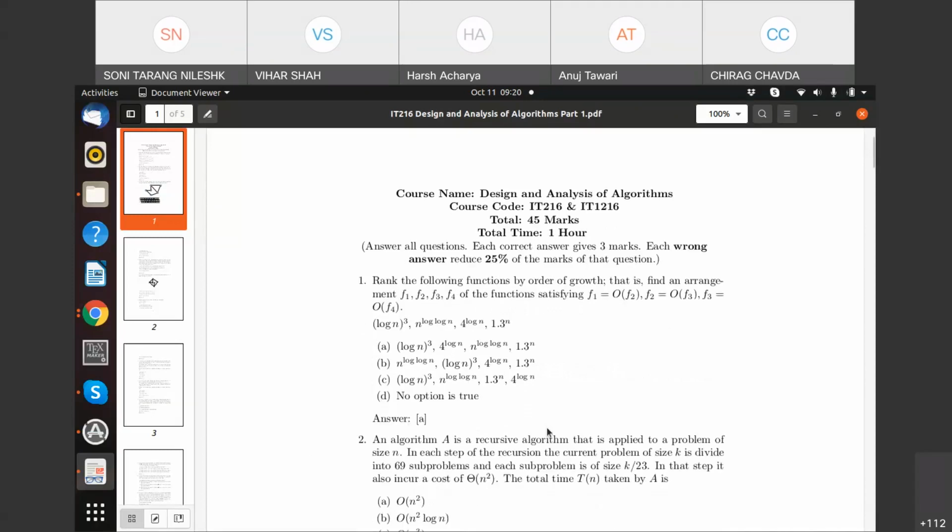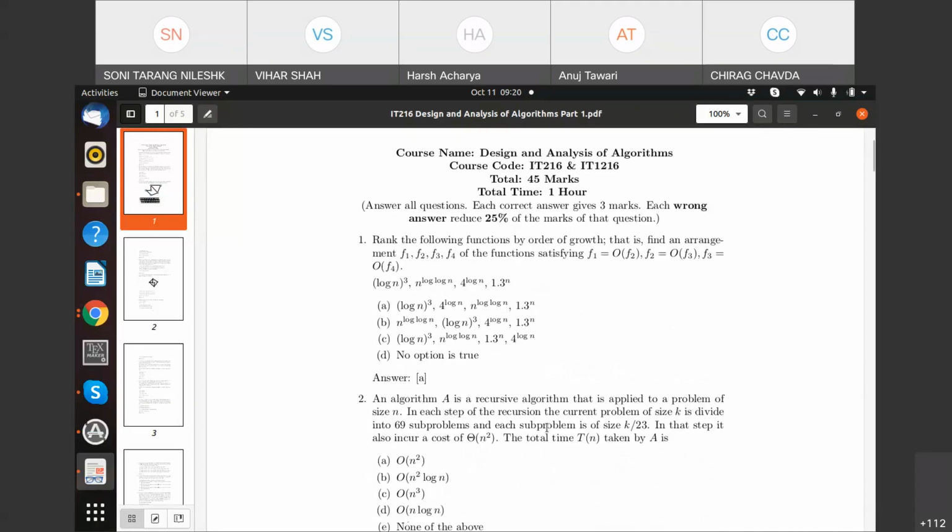Yeah. So this one, I think the answer key given was wrong. So don't worry, you'll get the marks if you have ticked big O of n squared.